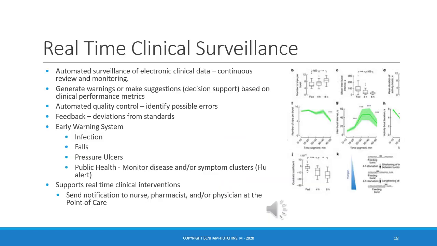So this is another example, and this is real-time clinical surveillance. This is an automated surveillance that's going on in the background of the electronic health record. And based on the information that is being collected, it can generate warnings or make suggestions. And this is often based on clinical performance metrics. There's an automatic quality control that can identify possible errors. There's feedback if there's deviation from standards. And again, this is something that could be used in infection, falls, pressure ulcers, public health. These types of things are used to monitor disease and symptom clusters, like a flu alert.